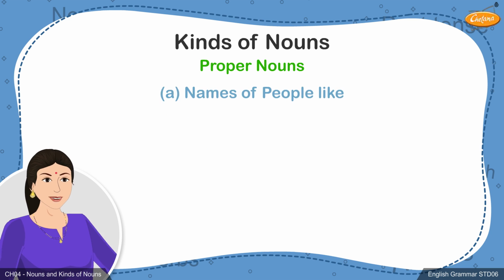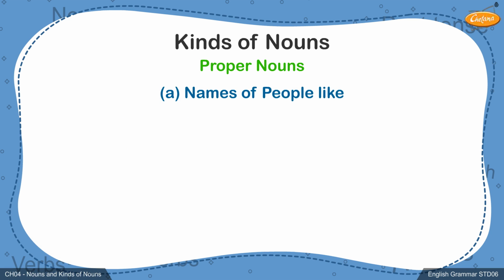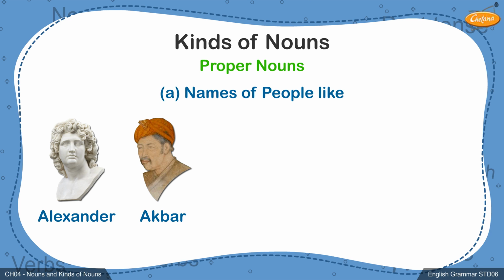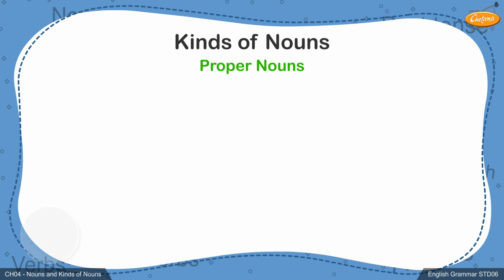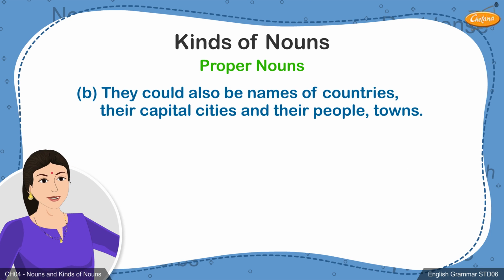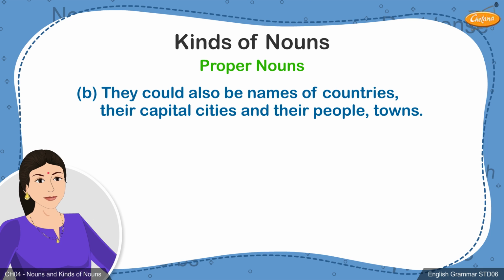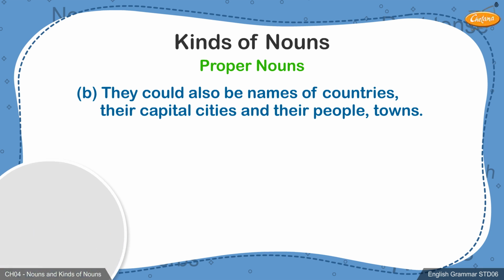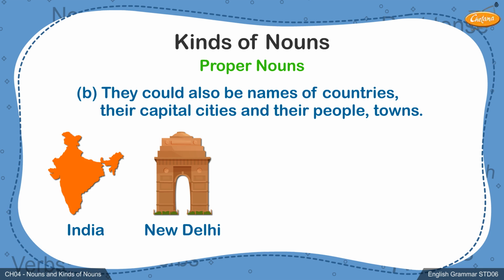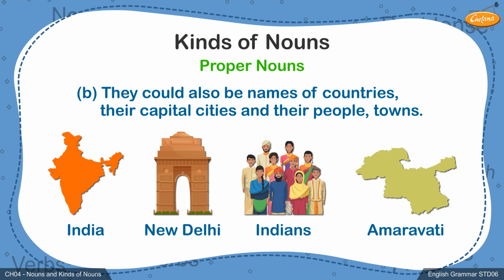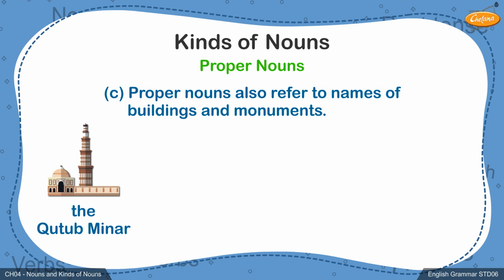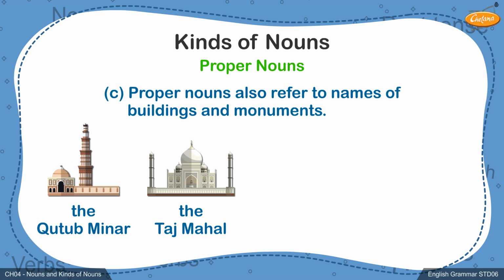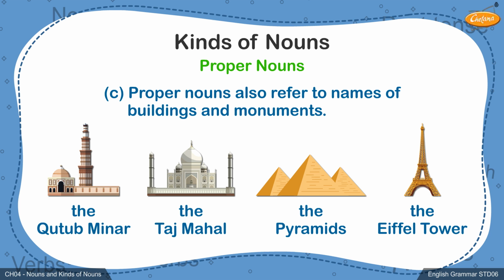Proper nouns can be A. Names of people. For example, Alexander, Akbar, Birbal, Abdul Kalam, Narendra Modi. B. They could also be names of countries, their capital cities, and their people, towns. For example, India, New Delhi, Indians, Amravati. C. Proper nouns also refer to names of buildings and monuments. For example, the Qutub Minar, the Taj Mahal, the pyramids, the Eiffel Tower.